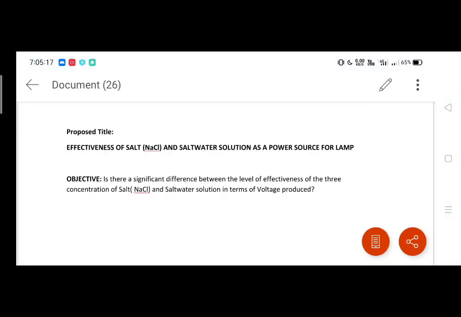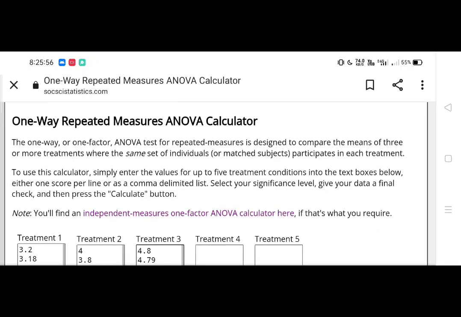To test the significant difference of the three concentrations, we will be using the one-way ANOVA for repeated measures. This tool is used to compare the means of three or more groups where the participants are the same in each group. As a result of using this tool, we will know if there is a significant difference between the three concentrations in terms of the voltage produced. We will proceed to the calculation process.